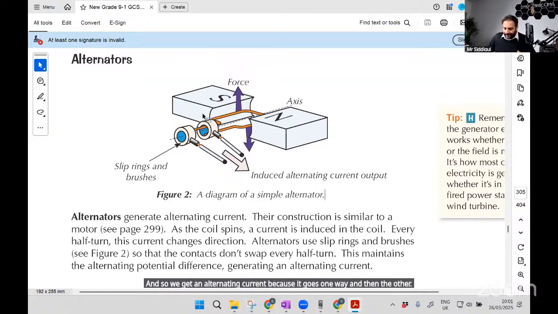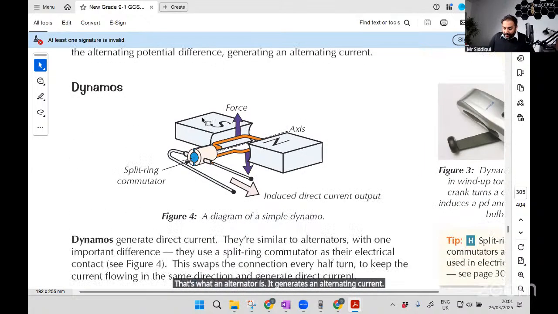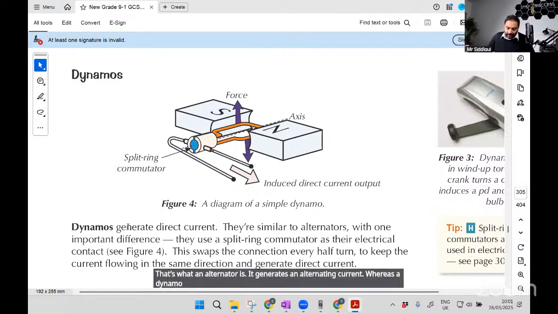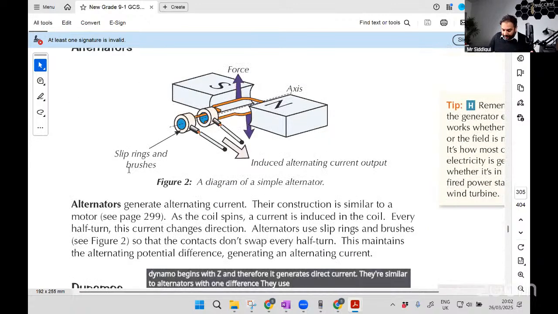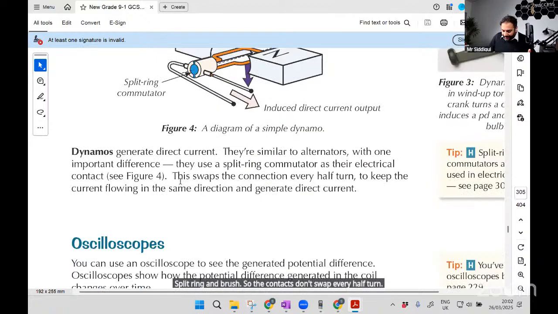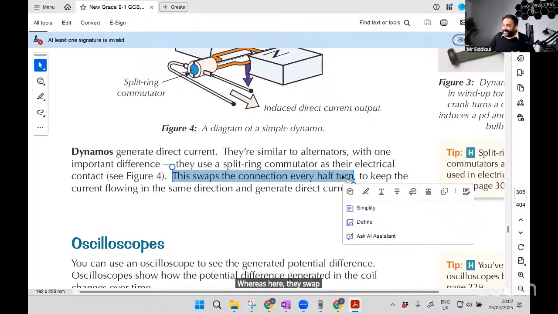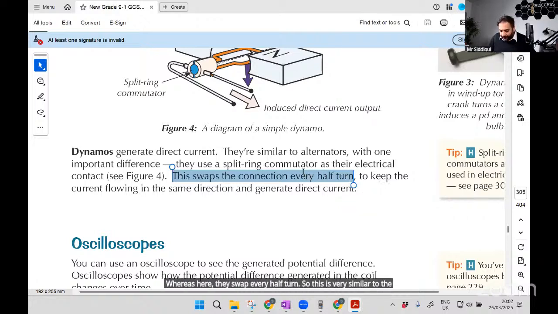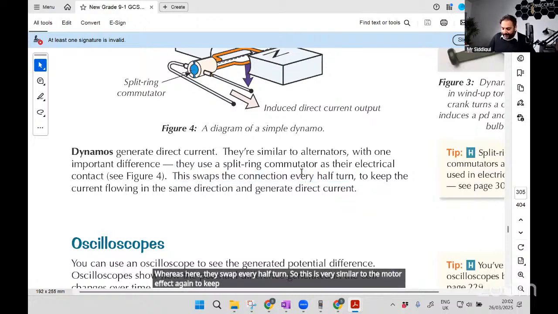So that's what an alternator is. It generates an alternating current. Whereas a dynamo begins with D, and therefore it generates direct current. They're similar to alternators with one difference. They use a split ring commutator, whereas this uses something called a split ring and brush. So the contacts don't swap every half turn. Whereas here, they swap every half turn. So it's very similar to the motor effect again, to keep the current flowing in the same direction.